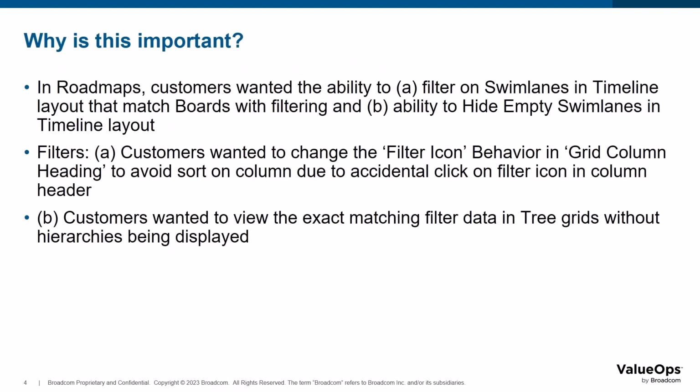In roadmaps, customers wanted the ability to filter on swim lanes in timeline layout that match boards with filtering and ability to hide empty swim lanes in timeline layout. In filters, customers wanted to change the filter icon behavior in grid column heading to avoid sort on column due to accidental click on filter icon in column header. Customers also wanted to view the exact matching filter data in tree grids without hierarchies being displayed when they use filtering on expandable tree grid.